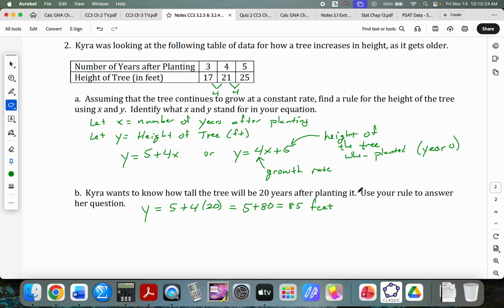Is that 8 stories or no? 85 feet? No. A story is typically in a high-rise building about 10 to 12 feet. So that's still pretty tall.